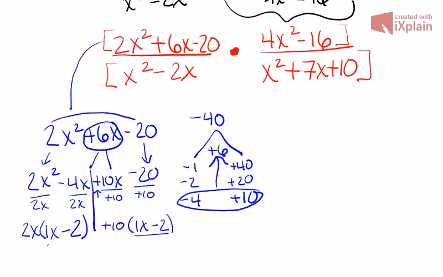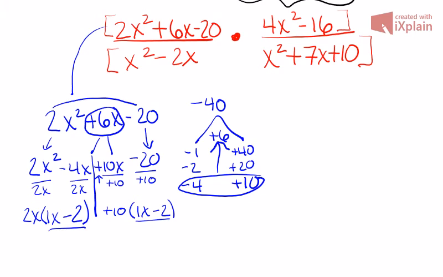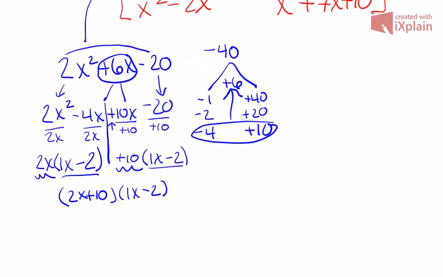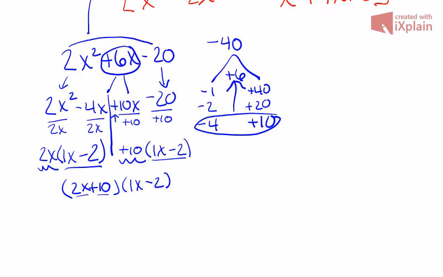Your goal is for these to match. If they don't match, something's wrong. So now I have one factor is 1x minus 2. The other factor comes from these guys and is 2x plus 10. Okay, we always do a last glance. These do both divide by 2. So at long last, right now, this factor is 2 times x plus 5 times x minus 2.